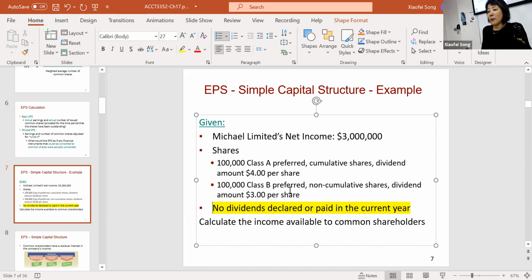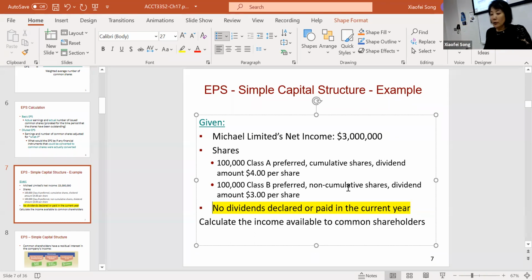Class B preferred share, on the other hand, is non-cumulative. So that means if the company does not declare and pay dividends this year, the class B shareholders will not get a dividend this year. Next year, if Michael Limited declares a dividend, they will get their $3 per share, but they will not get the $3 from this year because it's non-cumulative. If it's not declared, then it's lost for these shareholders.